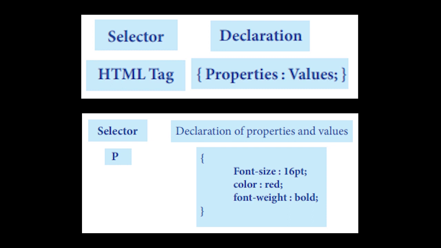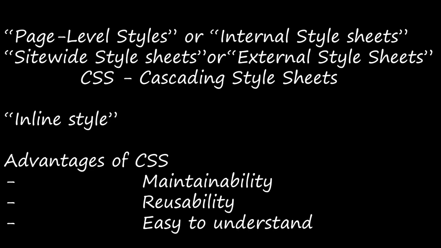We saw about cascading style sheets. What is the other name for cascading style sheet? Site-wide style sheet or external style sheet, right? In this, we have seen the advantages of CSS: maintainability, reusability, easy to understand, right? Before that, we have seen inline style and page level styles. Page level style is an internal style sheet. Inline style is for a single line. The style given for a single line is inline style, right? So we saw about cascading style sheets today.